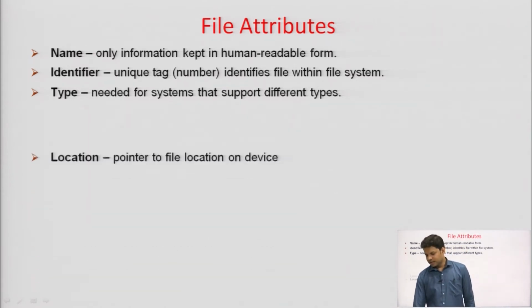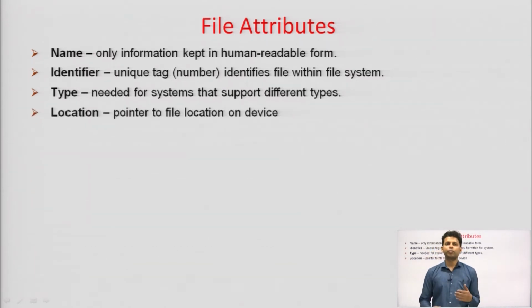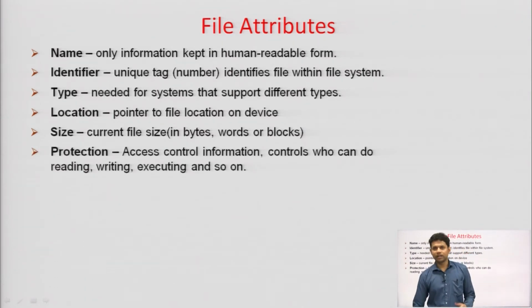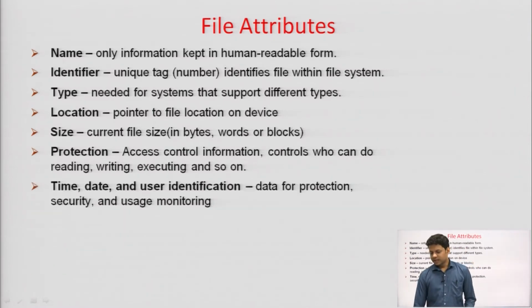Okay, and then location is a pointer to the file location on the device. Like if you have kept your file at some location in your hard disk or secondary disk, there should be a pointer to that location, otherwise your file would not be accessible. Okay, size of the file, current file size. And then there are many other attributes like protections, time, date and user identification. So these are some of the important attributes of a file.